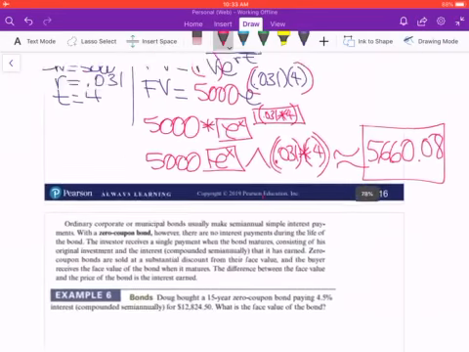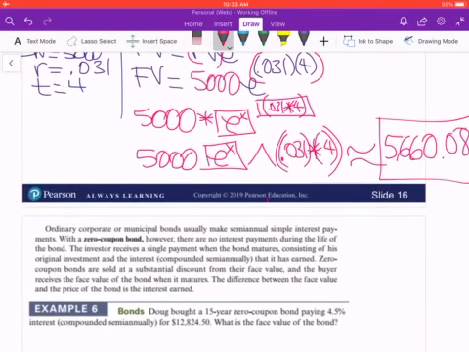Okay, so for the next problem, what we have is a problem involving a zero coupon bond. And so for this type of problems, what happens is that there are no interest payments during the life of the bond. The investor receives a single payment when the bond matures. So this is at the end of the term of the loan. And this will be consisting of the original investment, the present value, and the interest that was already accumulated. And this is typically compounded semi-annually.